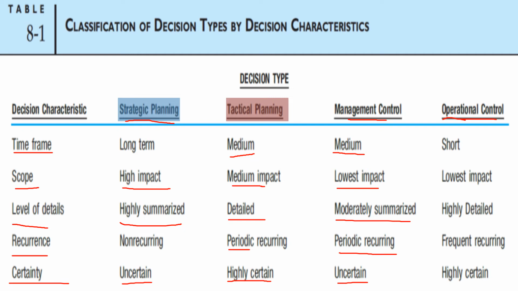Whereas operational, which is the extreme side of the strategic, is based on a short-term time frame, with the lowest impact because it affects only the functions or specific operations. In terms of level of details, it's highly detailed because it carries the techniques or the tactical aspect of the operation. And in terms of frequency, it's very frequent, recurring, and highly certain because it has more details.